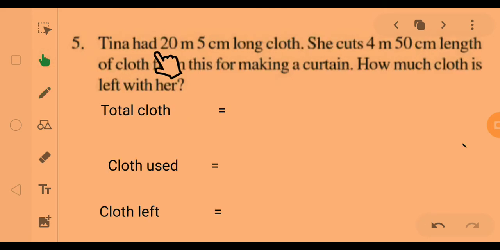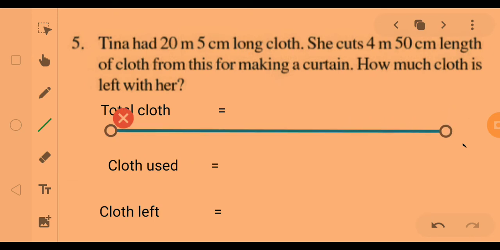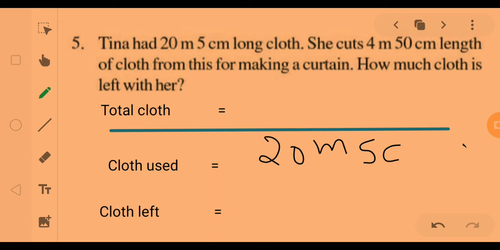The next question is, Tina had 20 meter 5 centimeter long cloth. She cuts 4 meter 50 centimeter length of cloth from this for making a curtain. How much cloth is she left with? So let us assume this condition. Let this line represent the total amount of cloth with her. That is 20 meter 5 centimeter. From this, she cut 4 meter 50 centimeter.